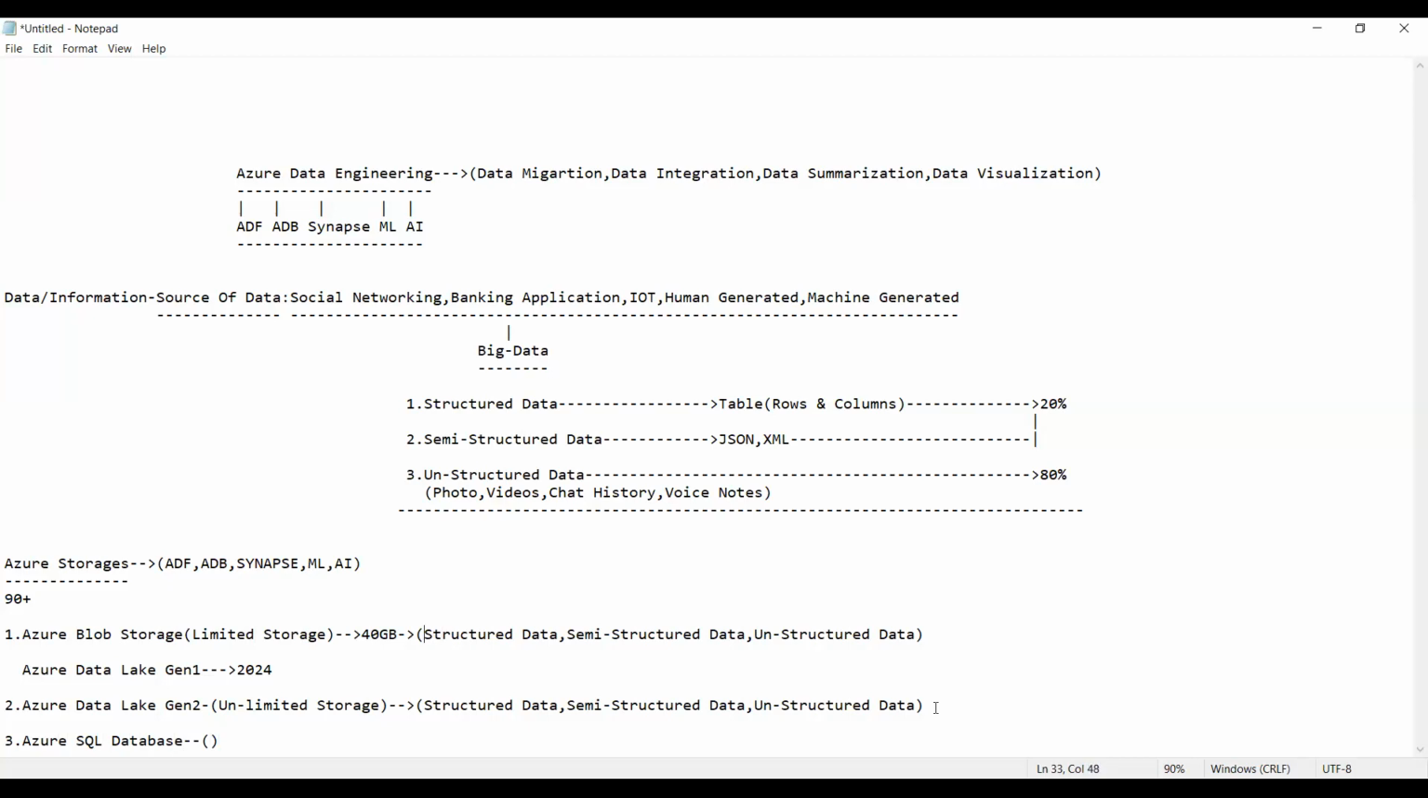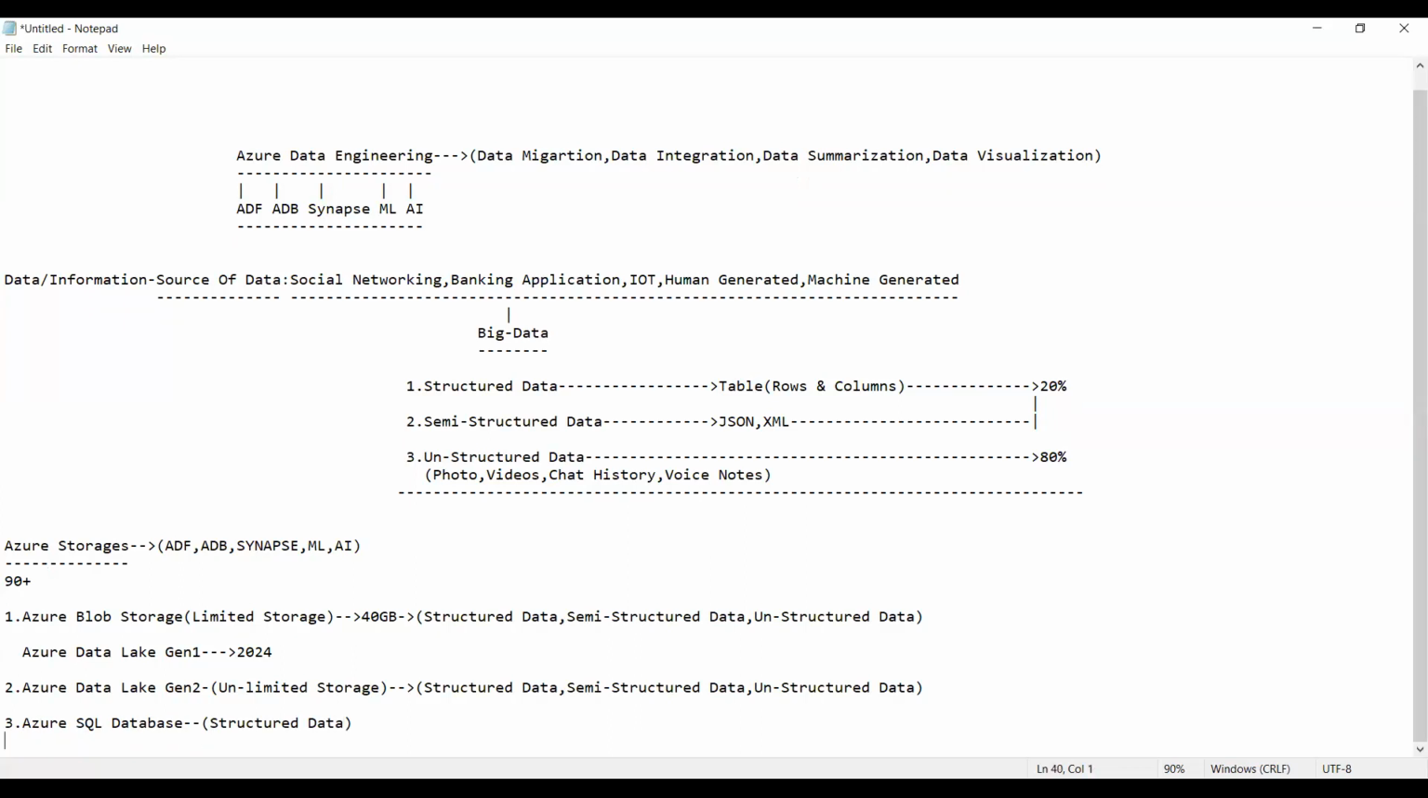When you talk about Azure SQL, the data will be recorded in the form of rows and columns, that is, in tabular format. So Azure SQL database holds structured data. Structured means the proper structured data, rows and columns, can be recorded into the Azure SQL database, where other types of format are not supported.